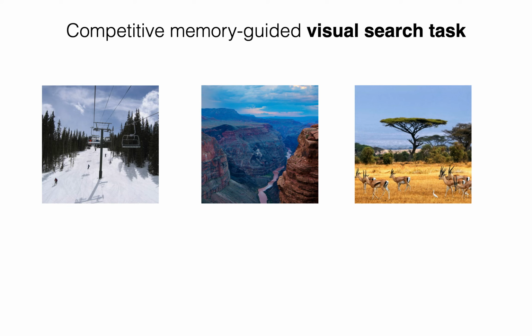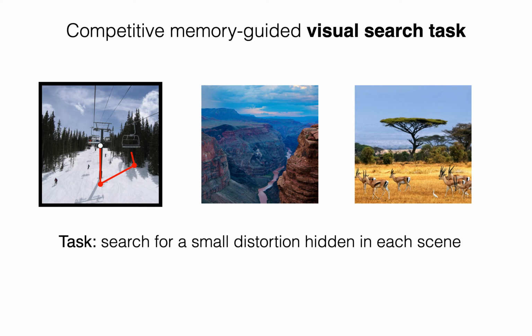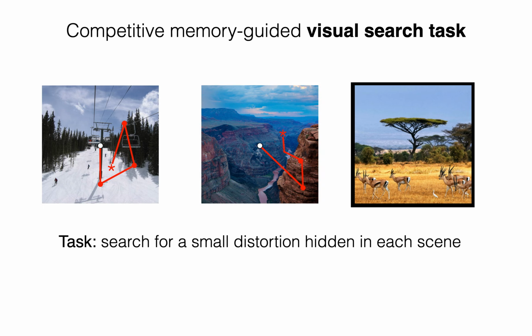That's a lot of modifiers, so we'll start with the visual search part. Subjects saw a continuous stream of scene images, and their primary task was to search for small spatial distortions hidden in the scenes. On each trial, they were presented with a scene, and then they moved their eyes until they found the distortion, indicated for you here with a red asterisk because it's very hard to see.